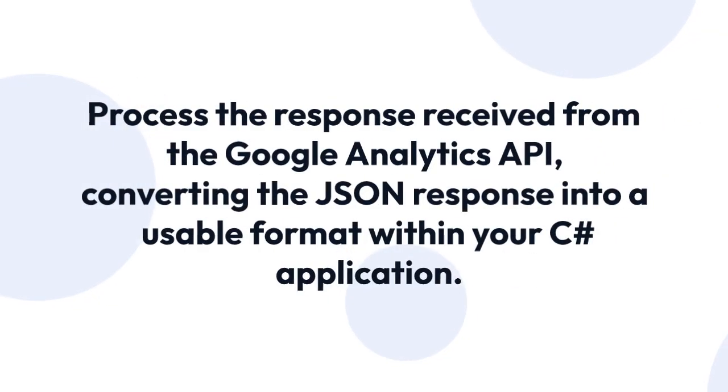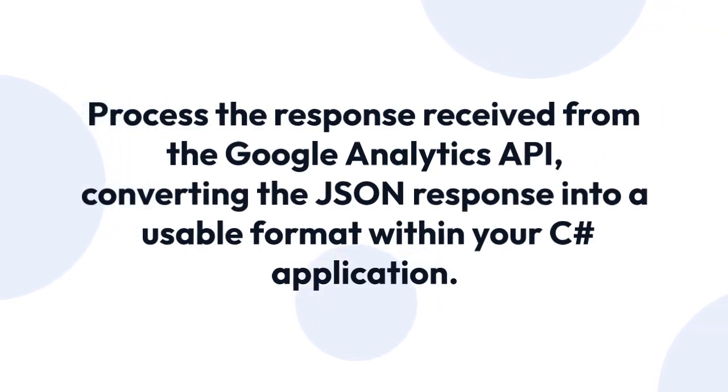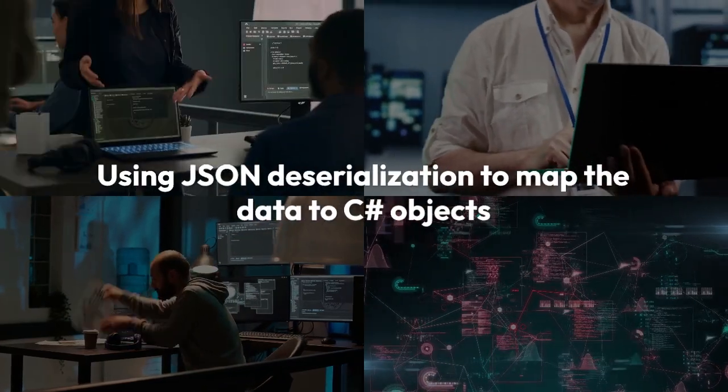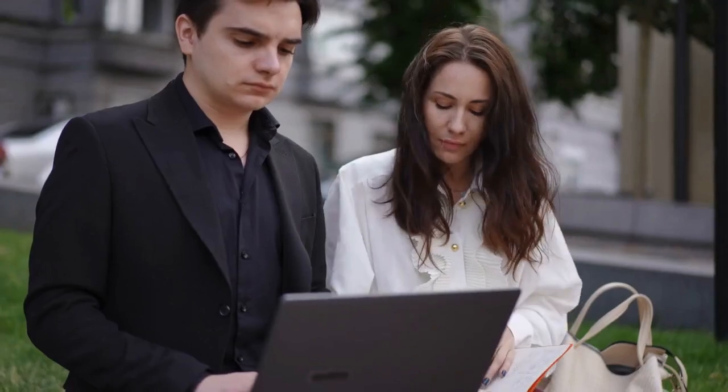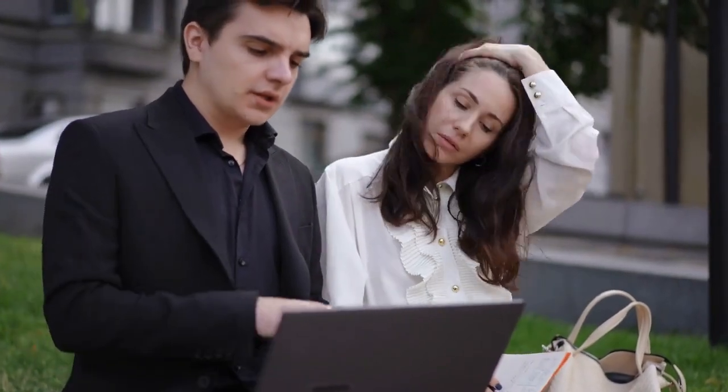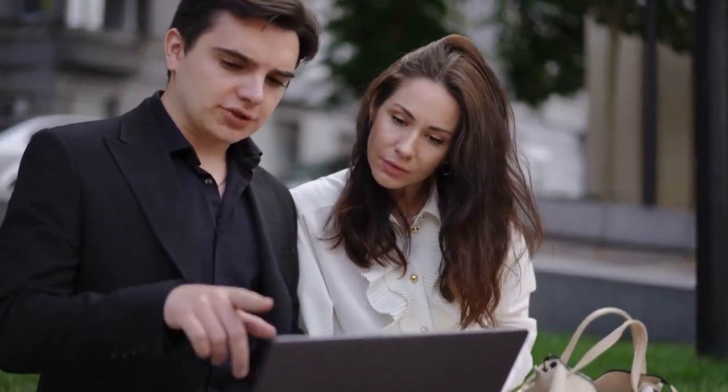8. Finally, you'll process the response received from the Google Analytics API, converting the JSON response into a usable format within your C# application. This will likely involve using JSON deserialization to map the data to C# objects. The exact structure of the data will depend on the specific query you are making to the API.